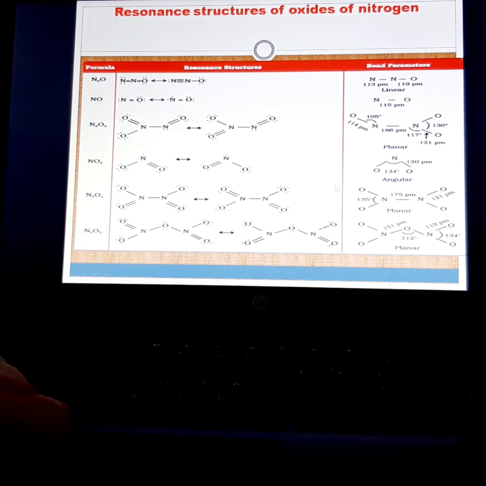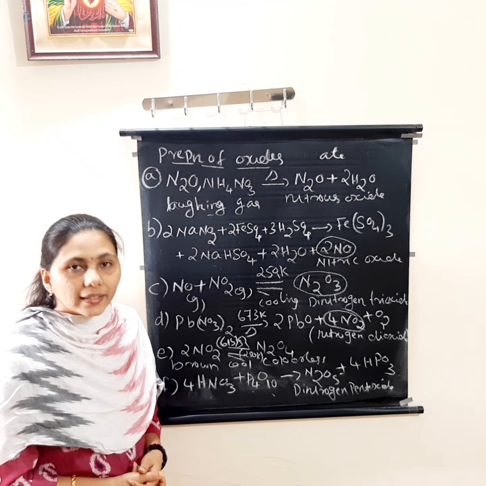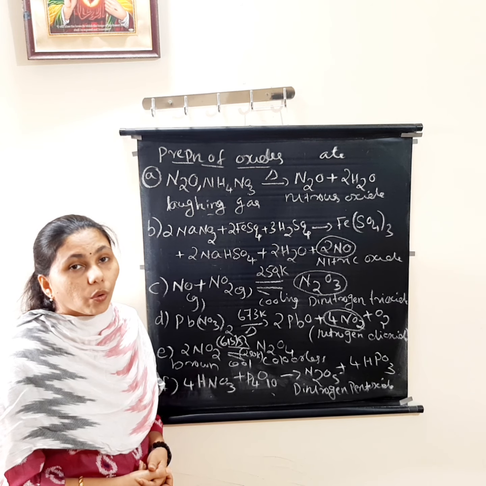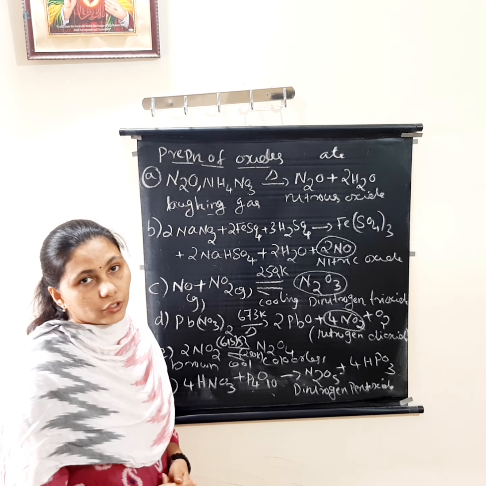If anyone wants to get full marks, you have to learn it, and you can check all the resonance structures. You can ask me the doubt, because however much I explain, you have to sit and draw the resonance structure. So that is about the resonance structures of oxides. Clear, all of you?